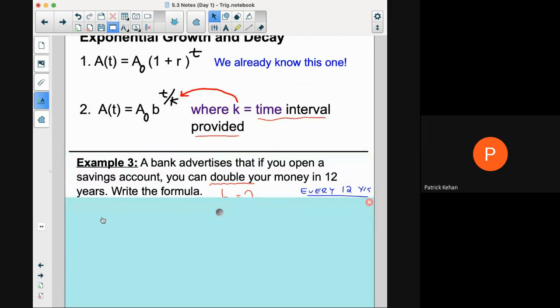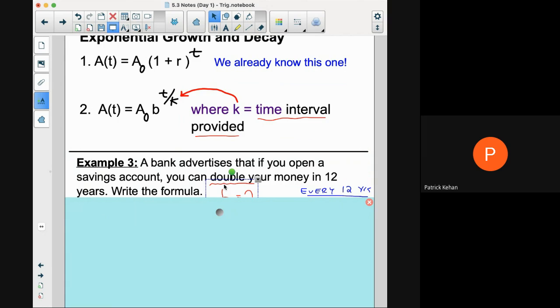So a bank advertises that if you open up a savings account, you can double your money in 12 years. Write the rule for this scenario, right? So the double your money scenario, when it says double your money, it's giving you the growth rate. It's saying it's going to double. So your b value is 2.